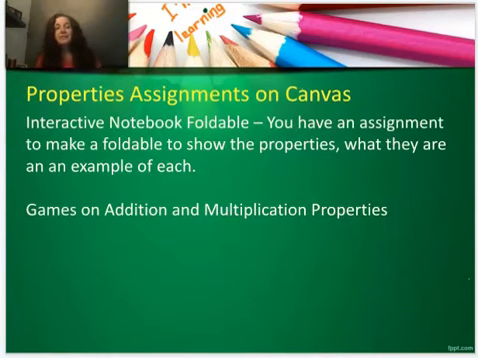You have some properties assignments on Canvas. You're going to make your own foldable to show the properties, and you're going to give an example of each. I have an example of mine up, but this is your chance to be creative. It can be whatever you want. The second 2 assignments you have on Canvas are some games with addition and multiplication properties, and you're going to screenshot your results. You're also going to write a paragraph because it discusses what standards you're meeting. So those should be fun. I think one is soccer and one is basketball. So you could pause the video here and try those assignments, or you could continue through the rest of the video.